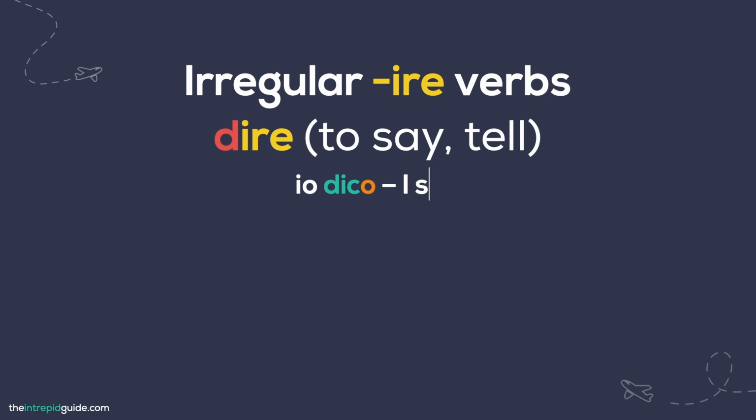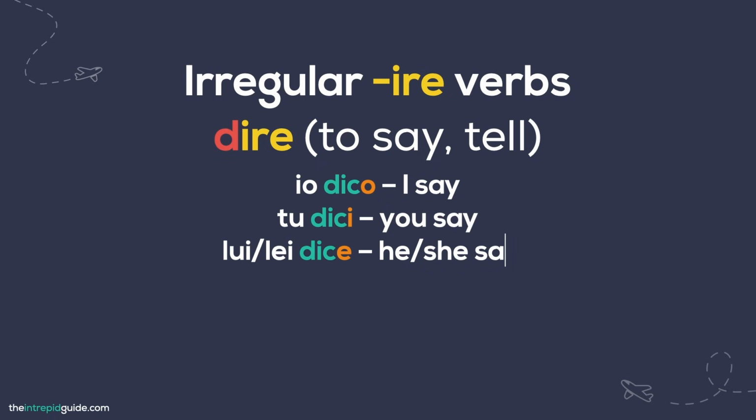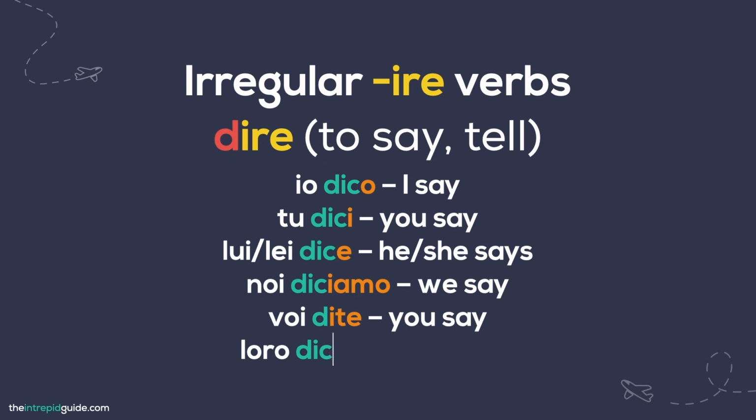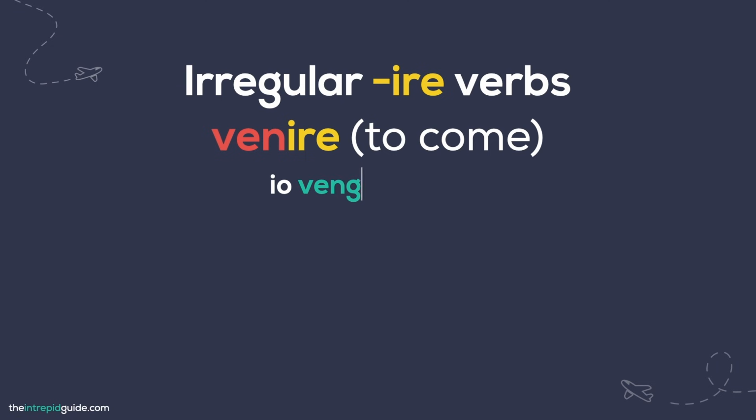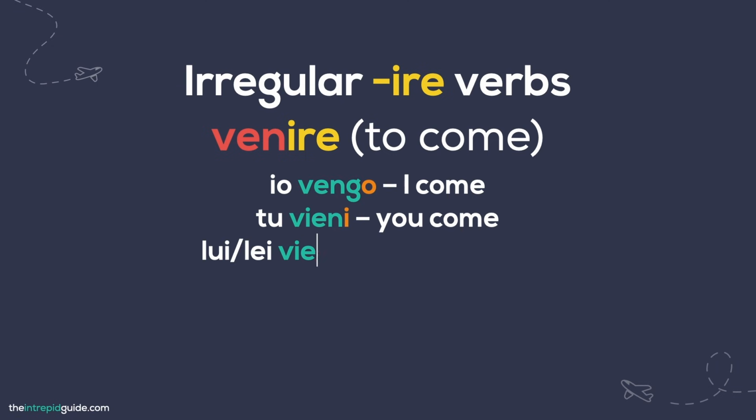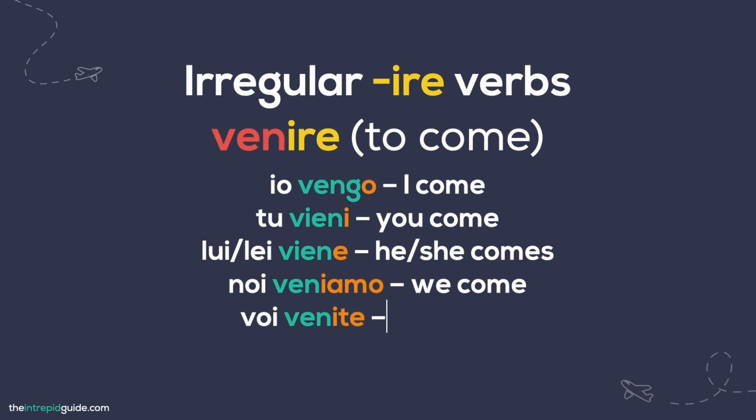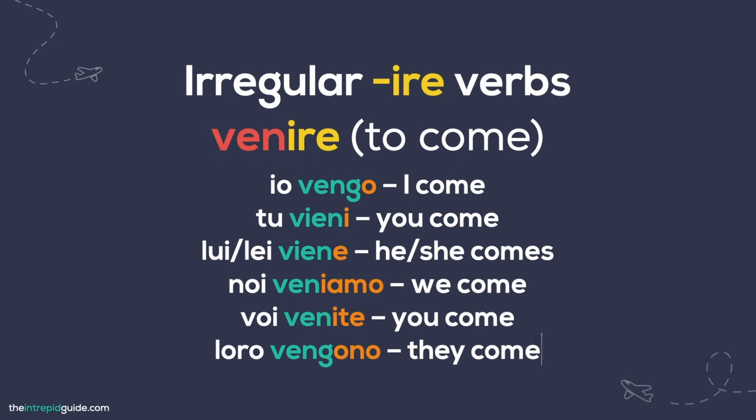Next up we have the IRE verb endings. Now the irregular verbs that fall into this group are dire, which is to say or to tell. So first we have io dico, tu dici, lui, lei dice, noi diciamo, voi dite, loro dicono. Then we have the verb venire, which means to come. So io vengo, tu vieni, lui, lei viene, noi veniamo, voi venite, loro vengono.